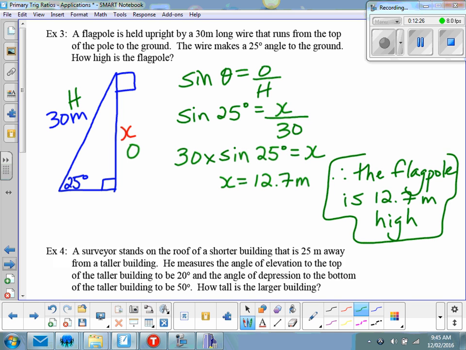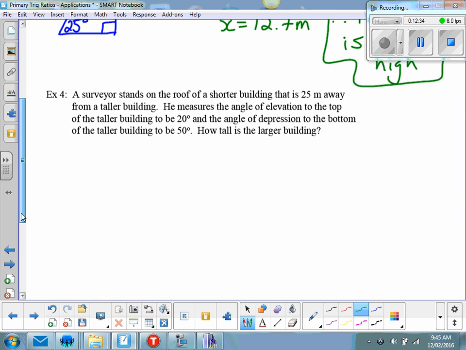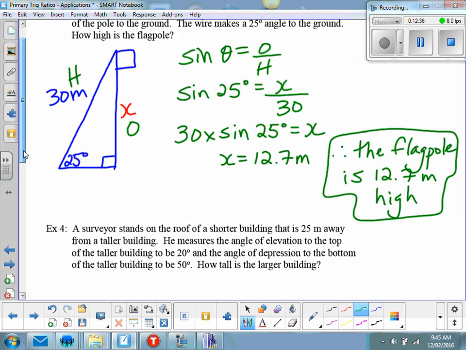So hopefully you have a good sense of the steps involved in these questions. We'll practice these tomorrow. I'm going to leave example 4. We're going to work on that together as a warm-up tomorrow.